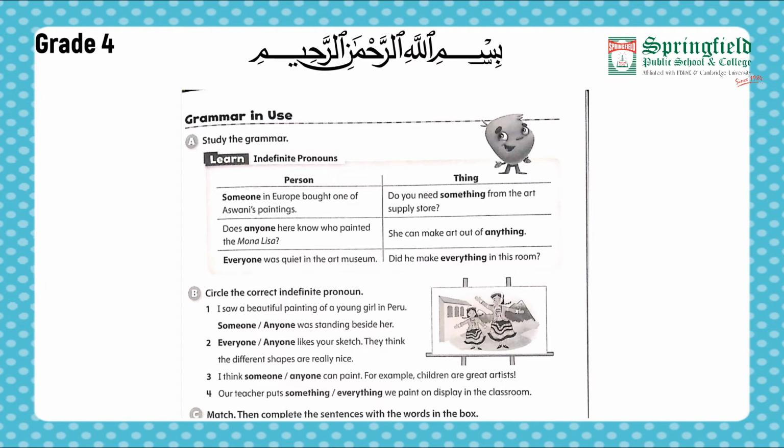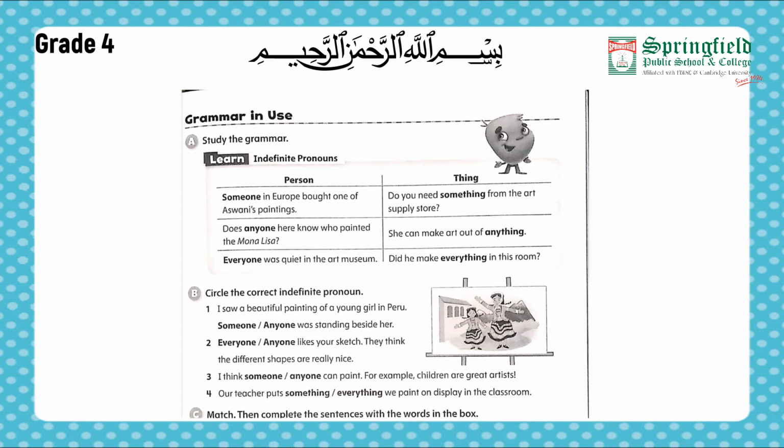Statement number 2. Everyone, anyone likes your sketch. They think the different shapes are really nice. Everyone likes your sketch. They think the different shapes are really nice. Third statement. I think someone, anyone can paint. For example, children are great artists.